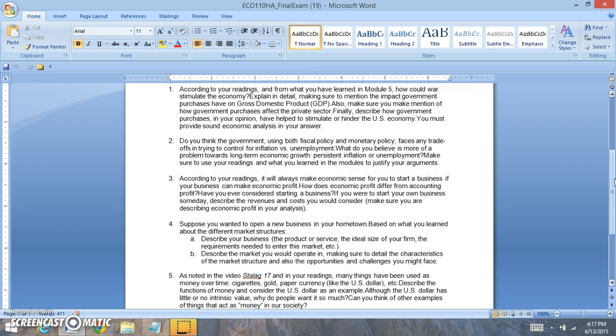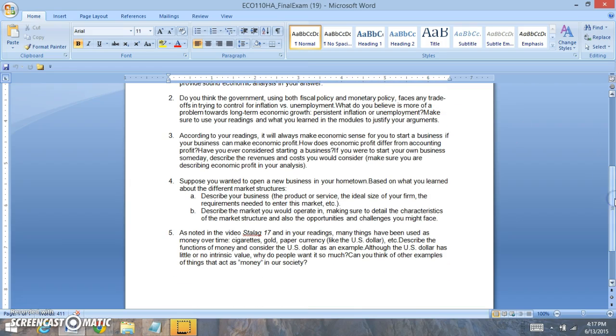When you look at these questions, the first question you're going to be looking at the role of GDP. GDP is looking at what we're producing. And you want to look at how does the government purchases influence an economy with the role of GDP.